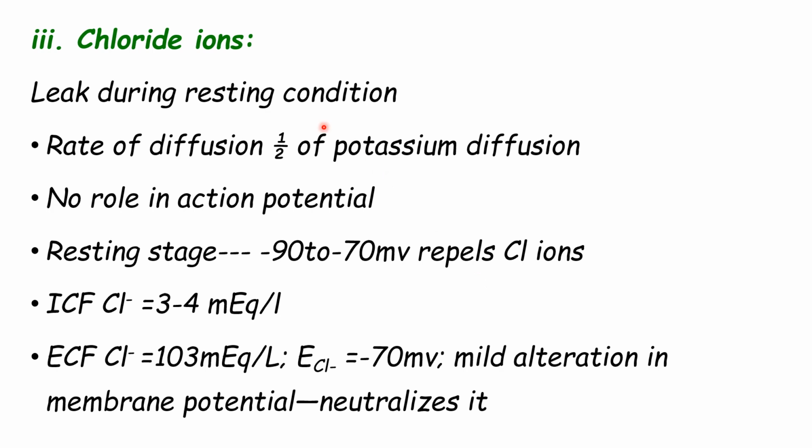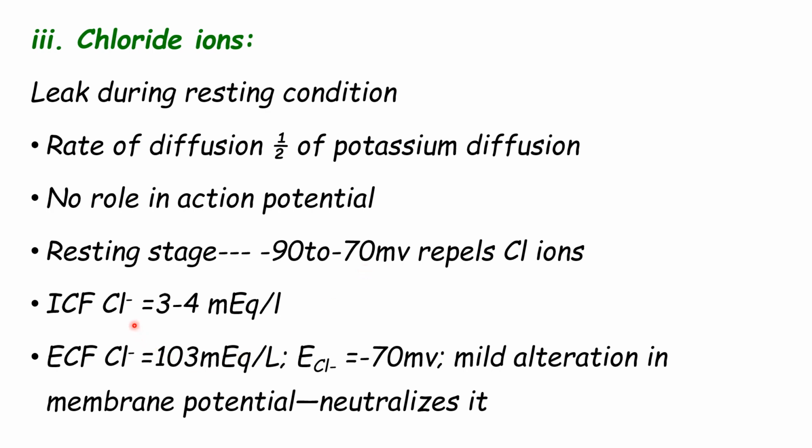Now what is the role of chloride ions? Because the equilibrium potential of chloride ions is about minus 70 millivolts, they keep on leaking during resting conditions, and the rate of diffusion of chloride ions is about one half of that of potassium. They do not play any role in action potential. In the resting stage, the membrane is negative. Moreover, the minus 70 millivolt is the same as the diffusion potential of chloride, so no net entry of chloride ions occurs.